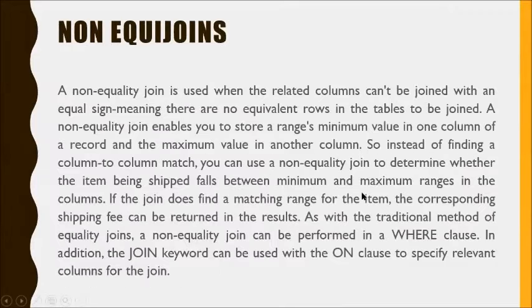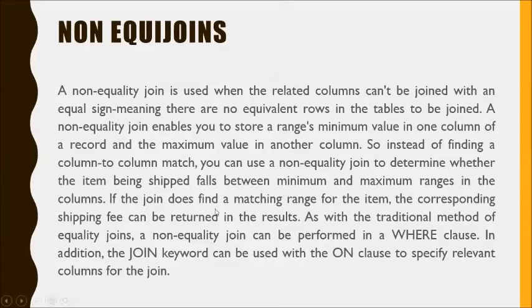So next we have the non-equality join. This is used when the related columns can't be joined with an equal sign, meaning there are no equivalent rows in the tables to be joined. A non-equality join enables you to store a range's minimum value in one column of a record and the maximum value in another column. So instead of finding a column-to-column match, you can use a non-equality join to determine whether the item being shipped falls between minimum and maximum ranges in the columns.